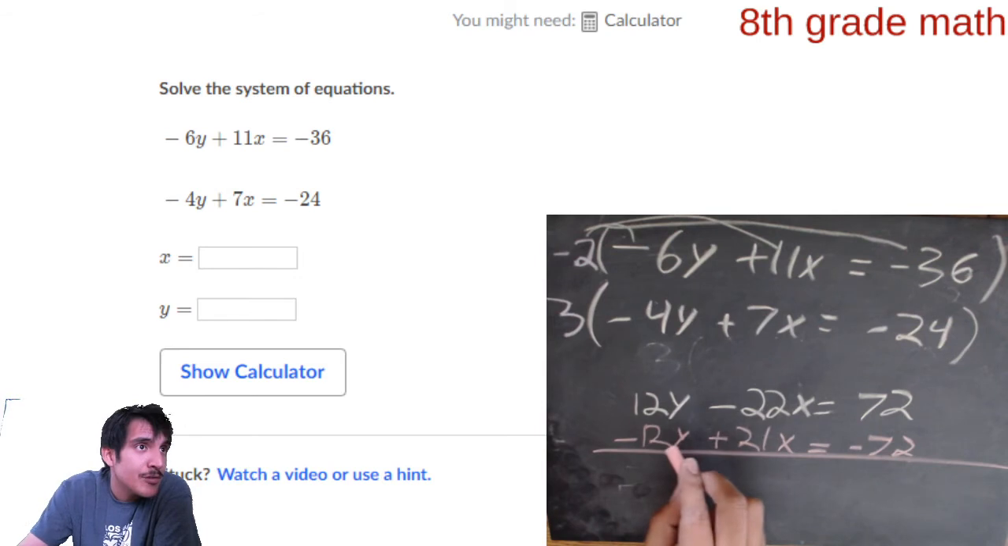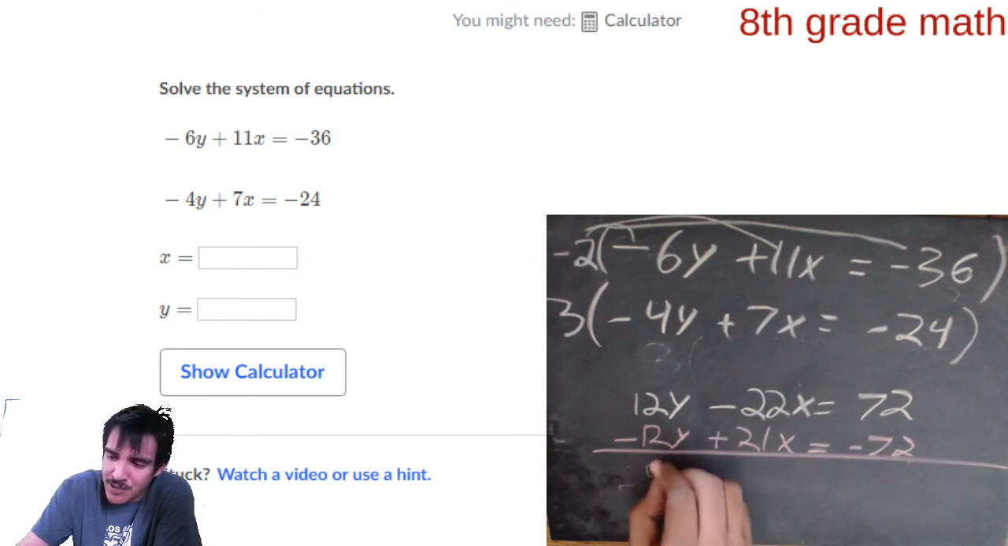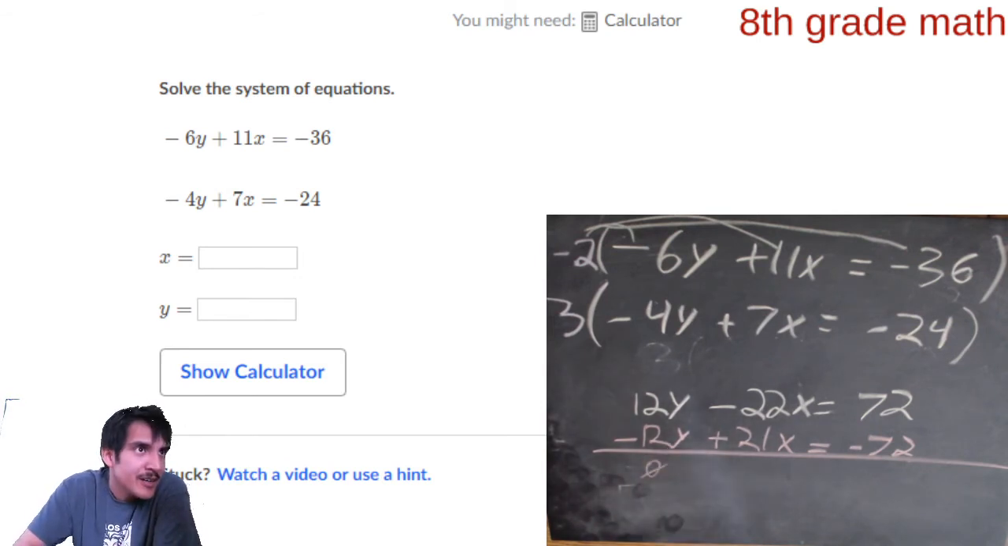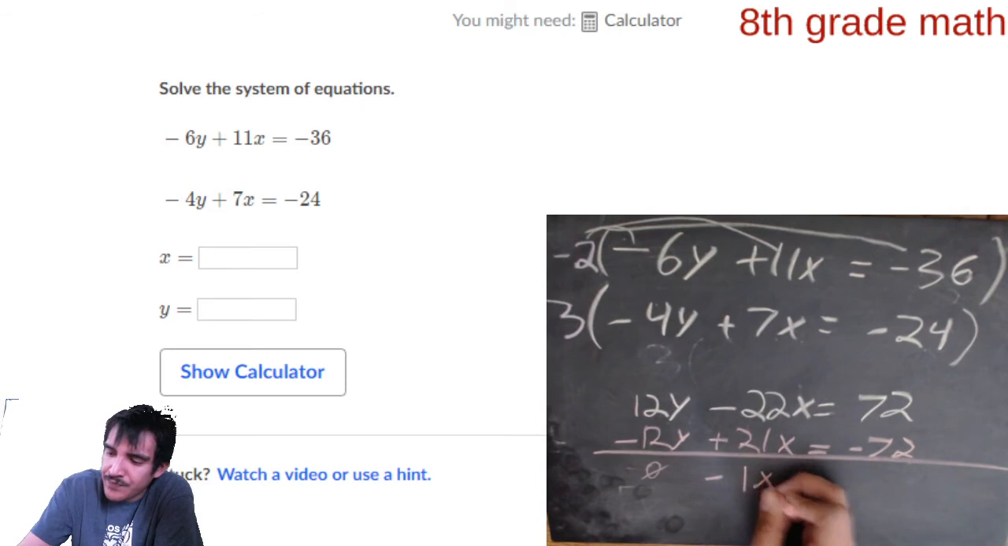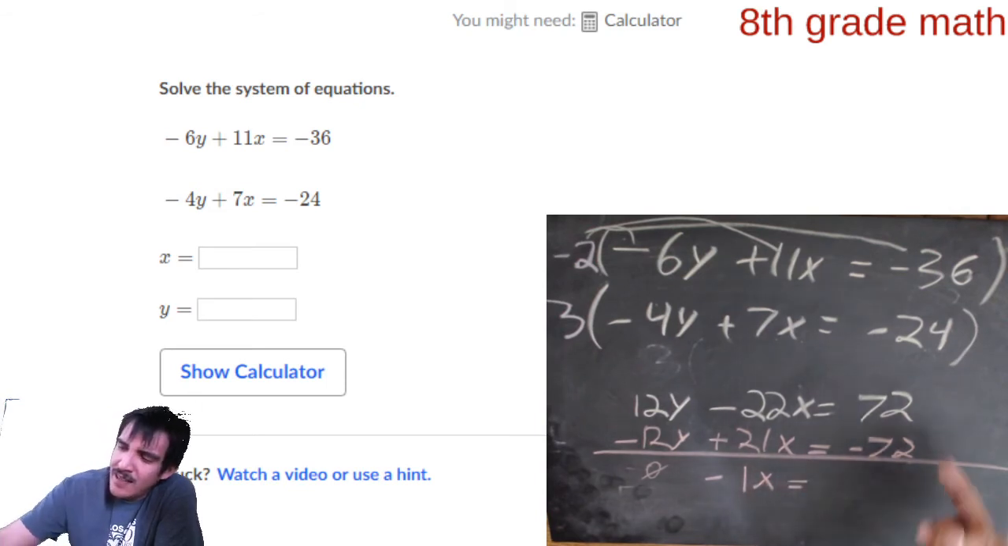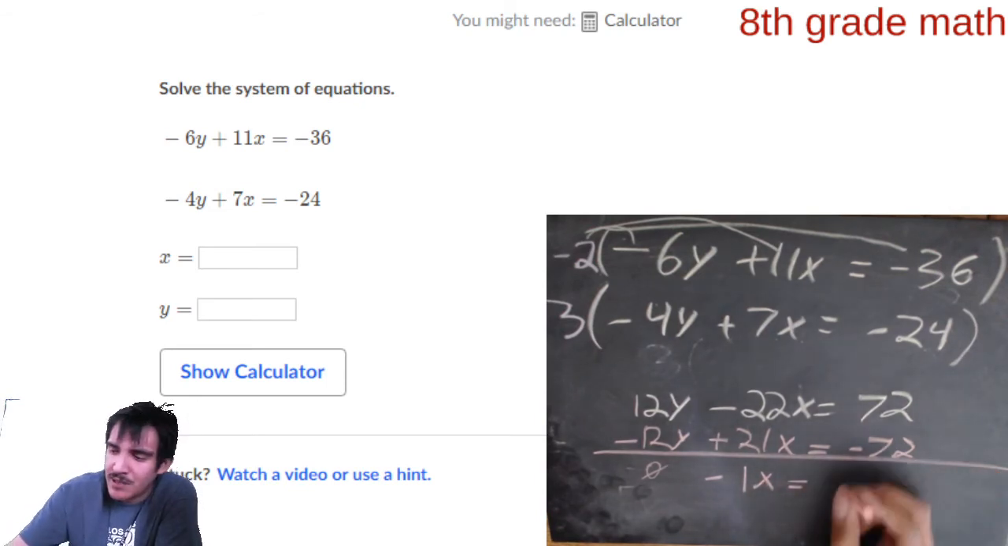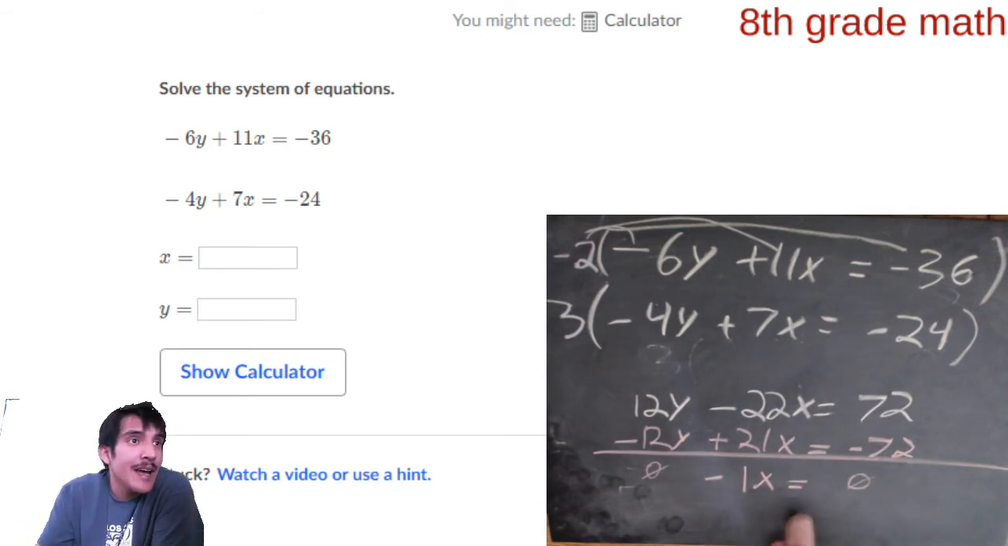12y plus negative 12y equals 0. So I'm just going to write a little light 0 there. I could cross them out, I just don't want to. It looks nicer this way, I think. Negative 22x plus 21x, that's still going to give you a negative 1x. And then 72 plus negative 72 equals 0. Okay? So we have negative 1x equals 0.